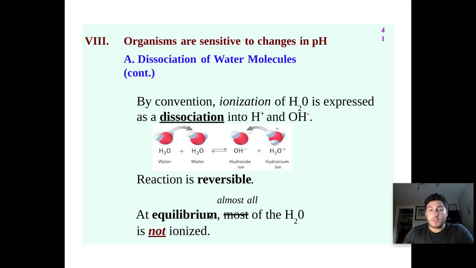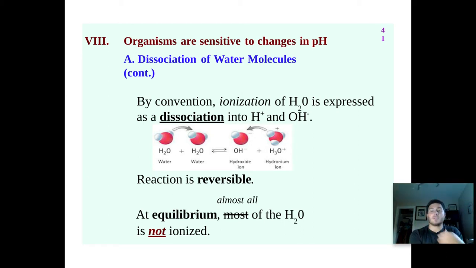At equilibrium, basically all the water's normal. It is not ionized. What does that mean? These are ions. How do I know it's an ion? Look, it has a minus sign. If it has a minus sign, it's an ion. It's charged. Oh, look, a plus sign. If it has a plus sign, it's charged.